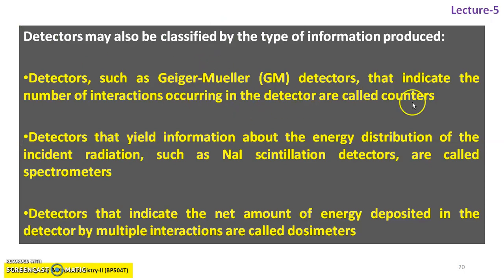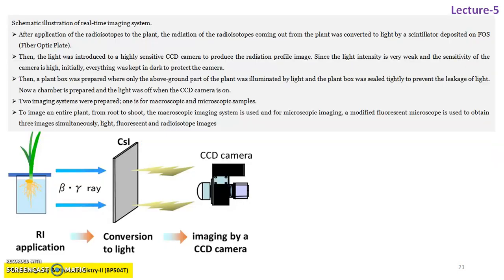Detectors may also be classified by the type of information they produce. If they count the number of reactions, then they are called counters. If they give some radiations at a particular frequency, then they are called spectrophotometers. And if they form some multiple interaction of energy deposited in the detectors, they are called dosimeters.